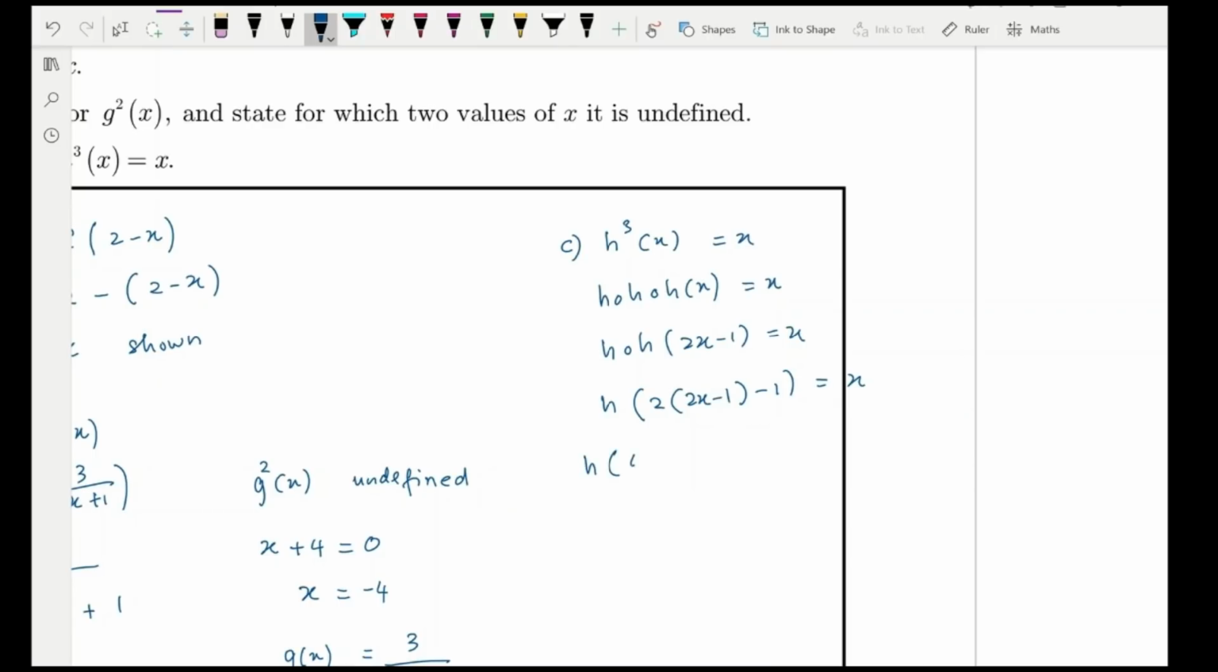And then we simplify first. So 4x minus 3. And then we substitute 4x minus 3 into h again. So we can get 2 times 4x minus 3 minus 1 equal to x. And then we simplify and solve the equation. So we can get x equal to 1.